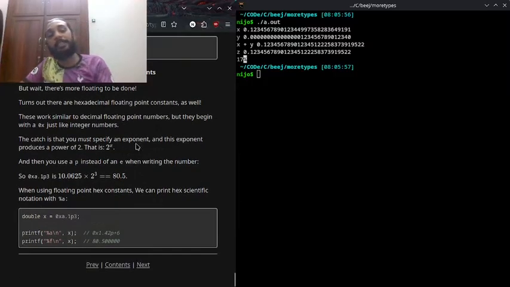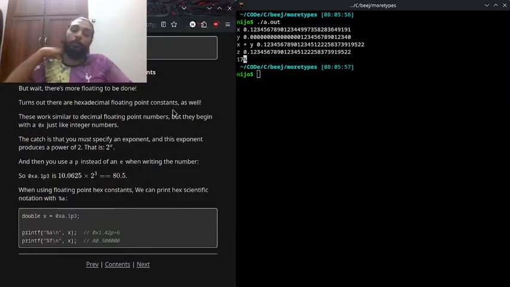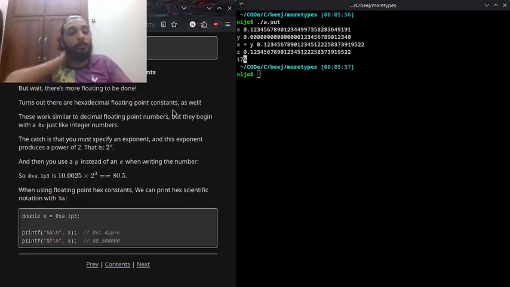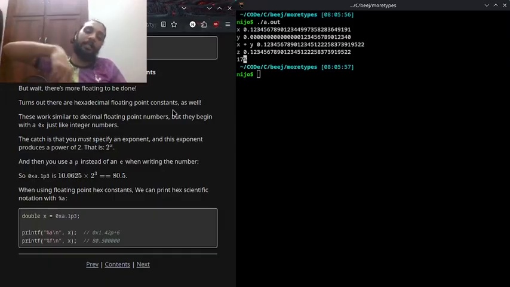Okay, hexadecimal floating point constants. But wait, there's more floating to be done. Turns out there are hexadecimal floating point constants as well. These work similar to decimal floating point numbers, but they begin with a 0x just like integer numbers. The catch is that you must specify an exponent, and this exponent produces a power of 2, that is 2 raised to x, and then you use a p instead of an e when writing the number. So 0xA.1p3 is 10.0625 times 2 raised to 3, which is 80.5. When using hex floating point constants, we can print hex scientific notation with %a. So hex scientific notation is %a, and decimal scientific notation is %e.